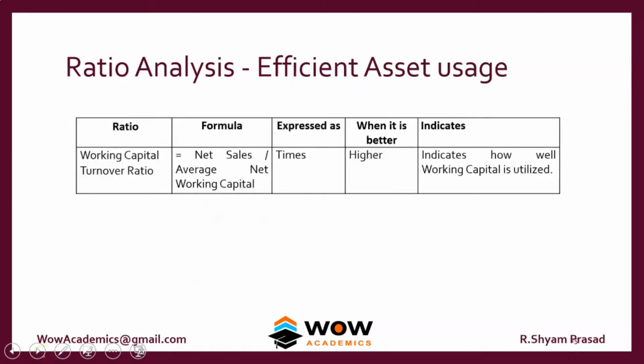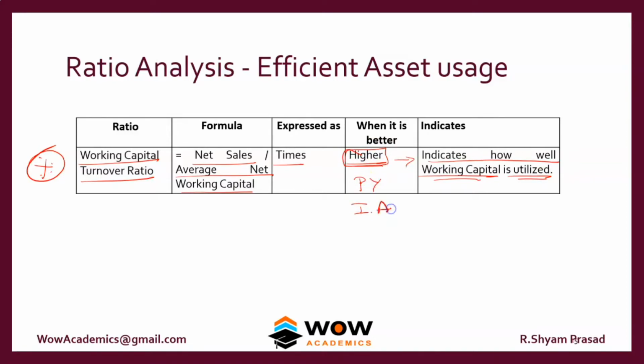So we look at a very important ratio. This ratio is called the working capital turnover ratio. The formula works like this: net sales divided by average net working capital. It's expressed in times. The higher it is, the better. It indicates how well the working capital is utilized. Again, higher is better. You also have to compare it with a suitable comparator like the previous year, or industry average, or the competitor data. So you have to compare with these and then tell whether it's better or not.